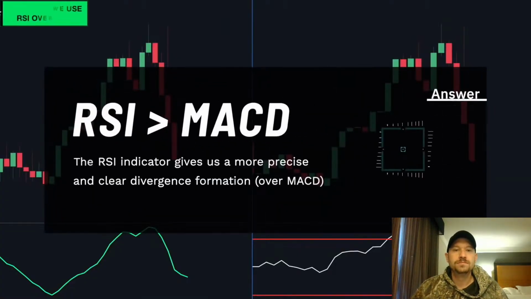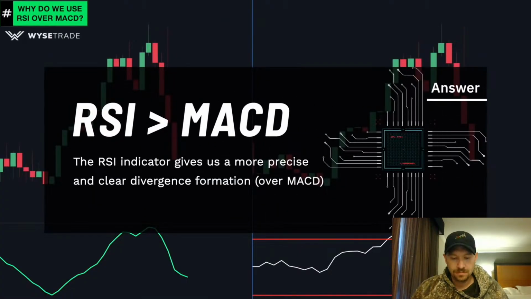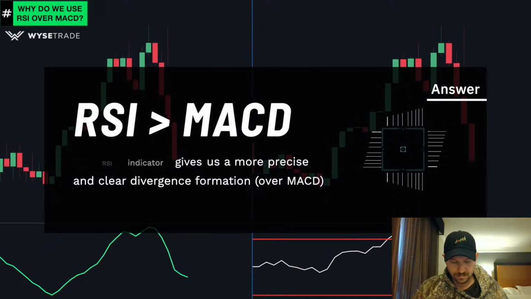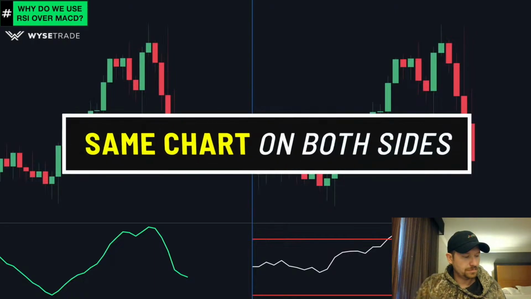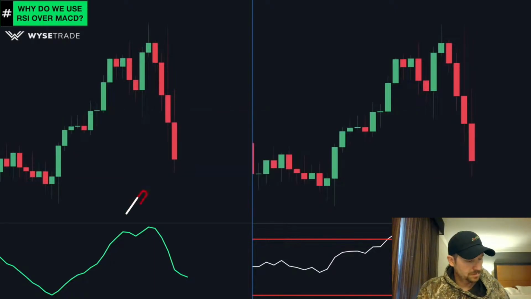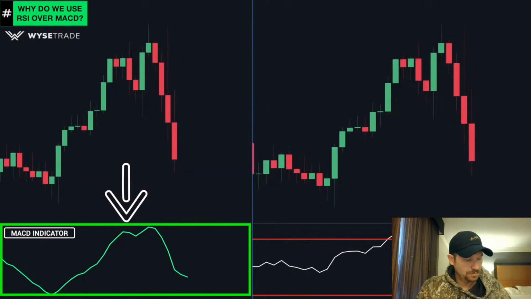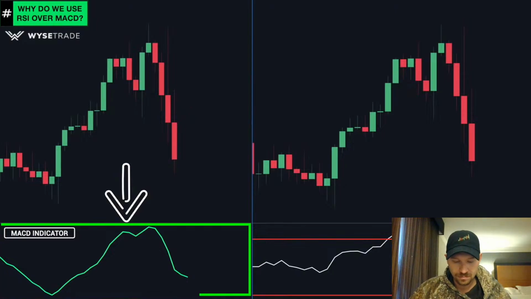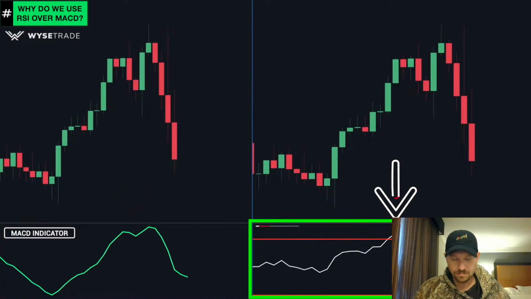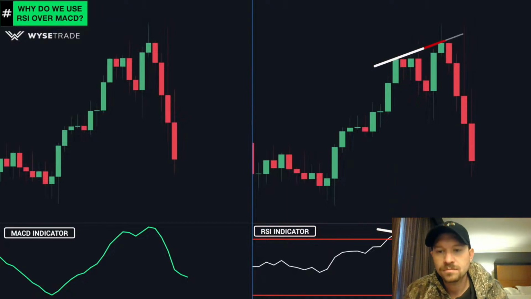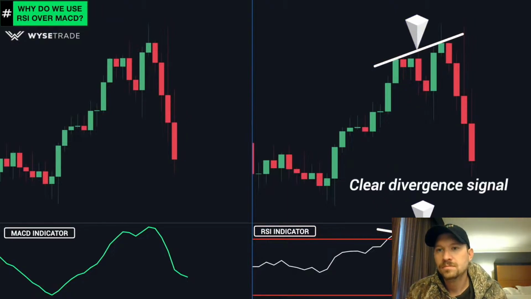Now, the reason is simple, and it's because the RSI indicator gives us a more precise and clear divergence formation, which results in higher quality trade entries. Here is the exact same chart on both sides. On the left and below is the MACD indicator applied. On the right and below is the RSI indicator applied. Notice how on the RSI here, it gives us a very crisp and crystal clear divergence formation.